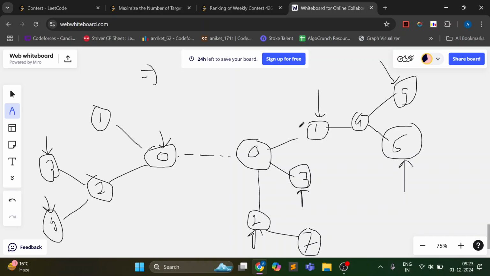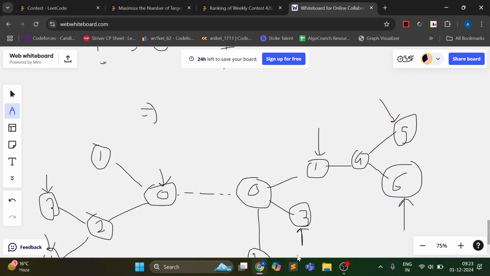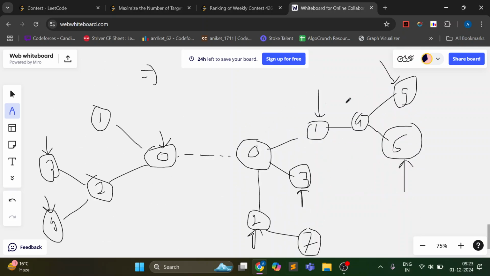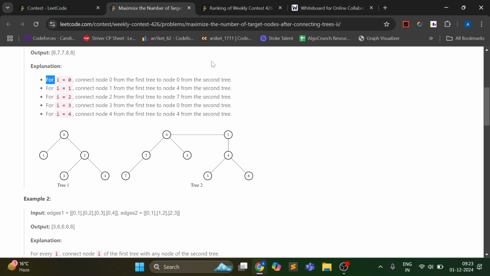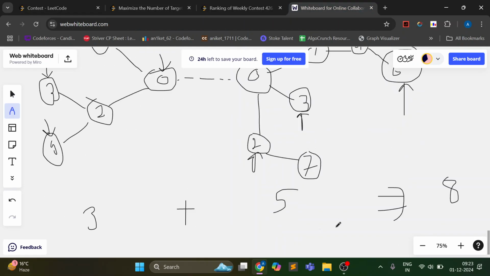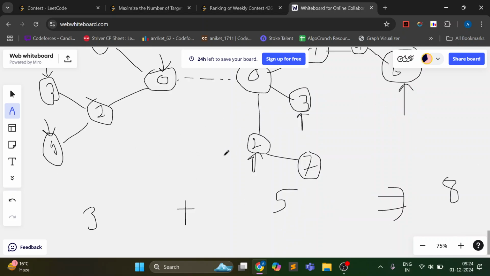Now the main observation here is, let's finish the contribution part first. So there are 5 elements, so 5 plus 3, total number of nodes 8. The answer here is 8. You can try adding an edge between any other node, but the maximum answer would be 8. I just drew this to explain how the question and the solution look.